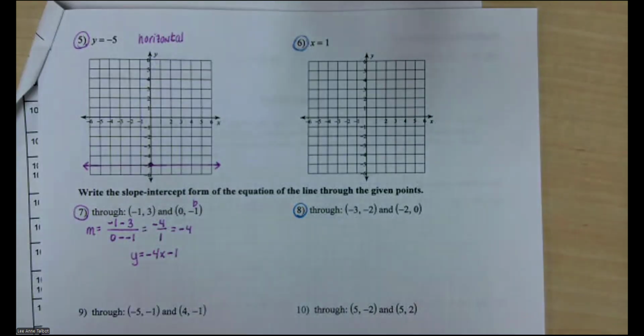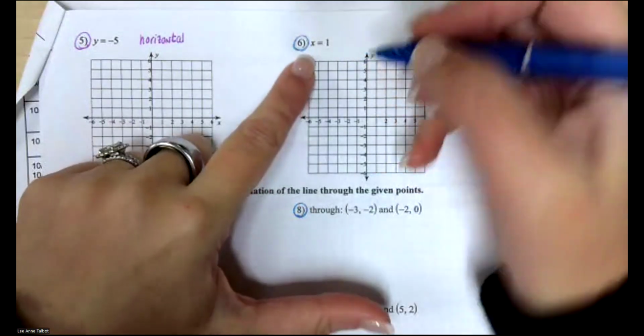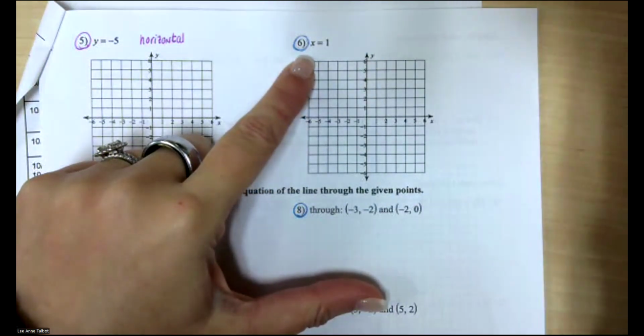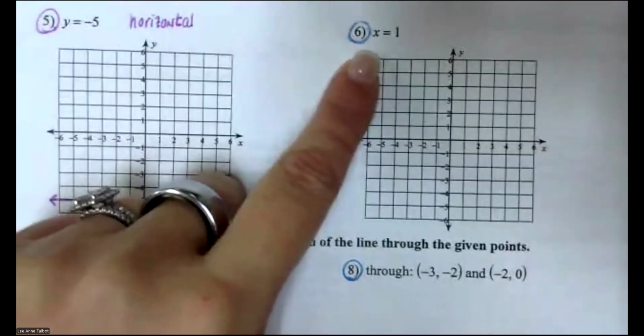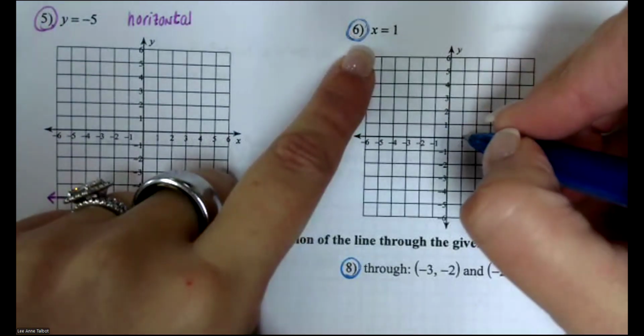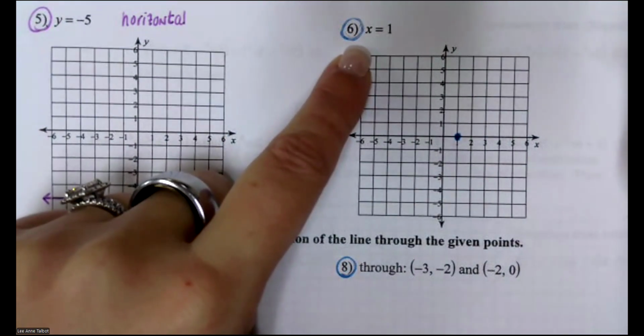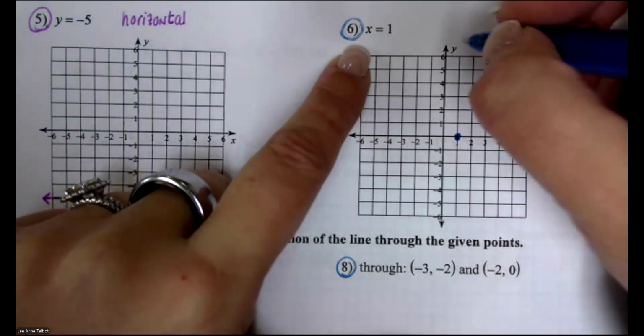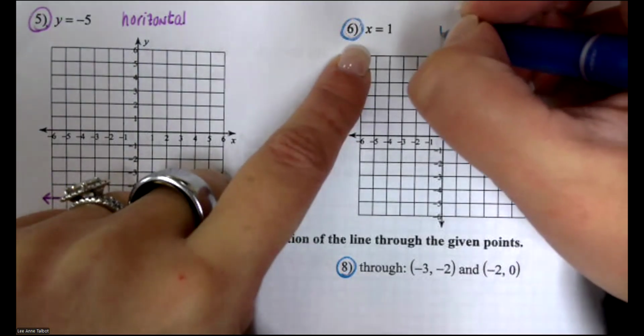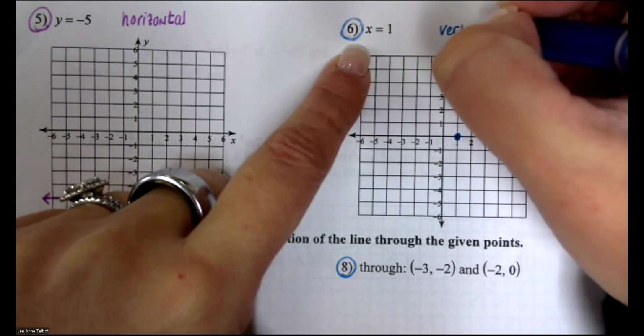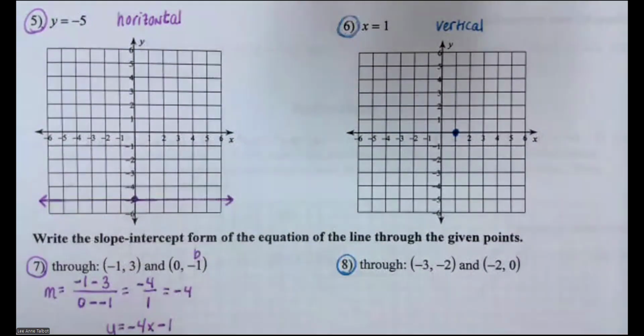Okay. Number 6 is x equals a number. So go out on the x axis to that number, and make a vertical line.